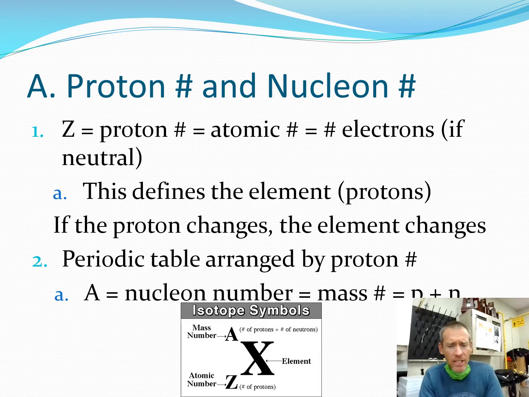Now, if the number of protons changes, the element changes. So you have to make sure you never change it. If you're talking about carbon, it has to have 6 protons. If you're talking about nitrogen, it has to have 7 protons.